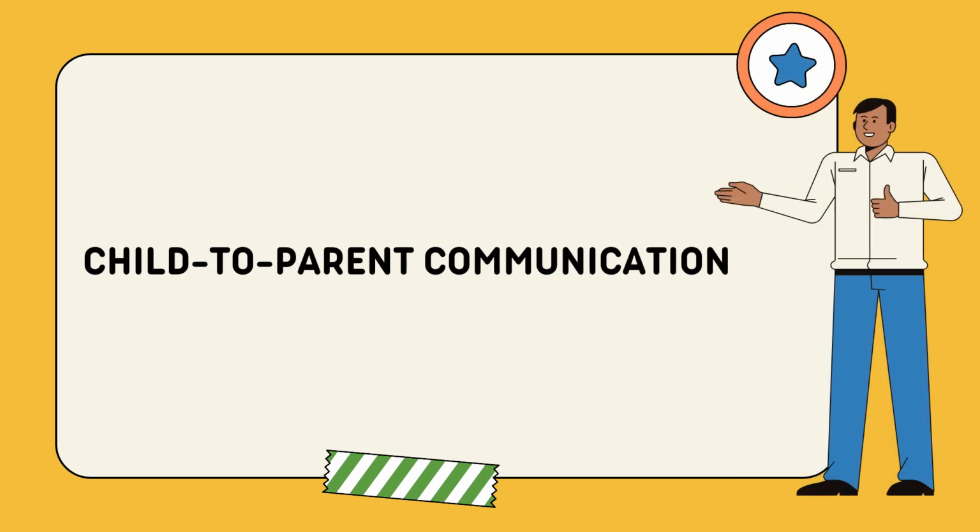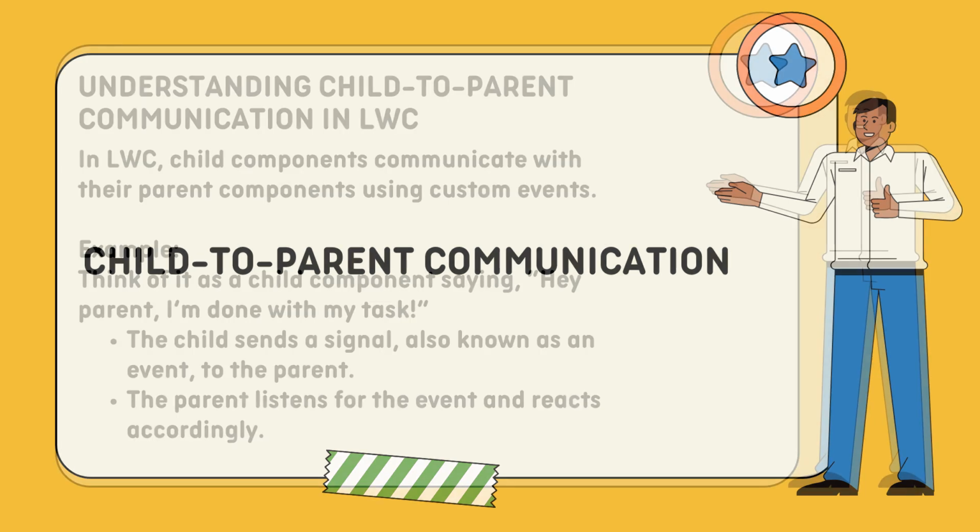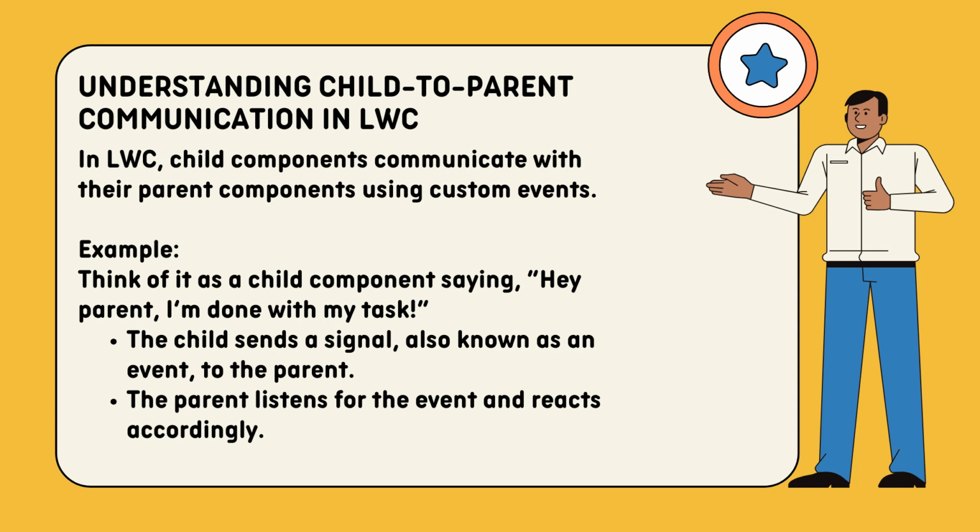Let's try to understand child to parent communication in LWC. In LWC, child components communicate with their parent components using custom events. Think of it as a child component saying, "Hey parent, I am done with the task." That's exactly how it works. The child sends a signal, also known as event, to the parent. The parent listens for the event and reacts accordingly.